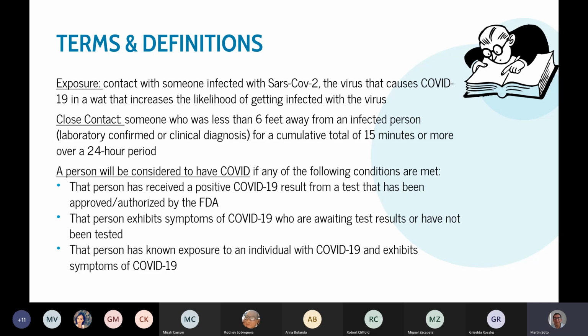Sometimes people say, oh, it's just a cold, it's nothing, but we really don't know that if you don't have a test, correct? So if you do have symptoms and you go get a test and you're waiting for your result, you will be considered to have COVID-19. If you have any of the COVID-19 symptoms and you do not go get tested, you will be considered to have COVID-19. And lastly, the person who has known exposure to an individual with COVID-19 and exhibits symptoms. So if you had known exposure to a positive case and you have symptoms, you will be considered to have COVID-19.